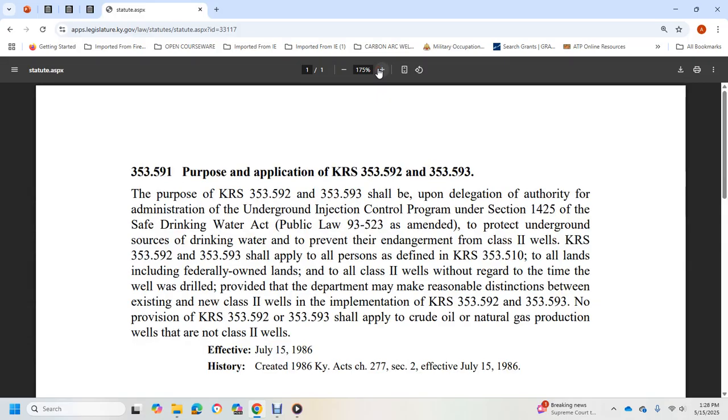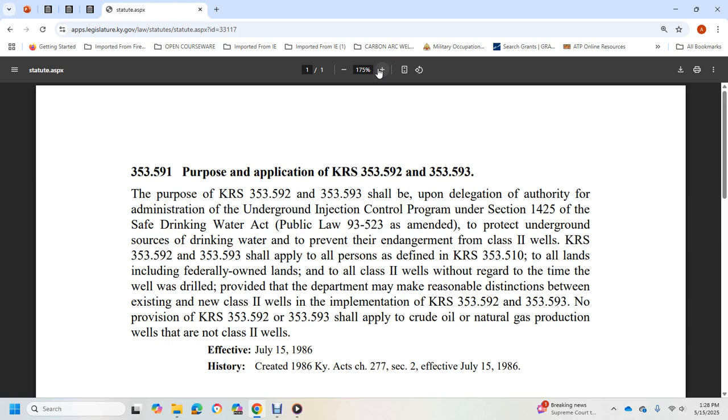Purpose: Kentucky Revised Statutes 353.592 to 353.593 shall be upon the delegation of authority to administer the underground injection control program under Section 1425 of the Safe Drinking Water Act, to protect underground sources of drinking water and to prevent danger from Class 2 wells. KRS 353.592 and 353.593 shall apply to a person as defined in 353.510, to all lands, including federally owned lands, and to all Class 2 wells without regard to the time the well was drilled, provided that the department may make reasonable distinction between existing and new Class 2 wells.